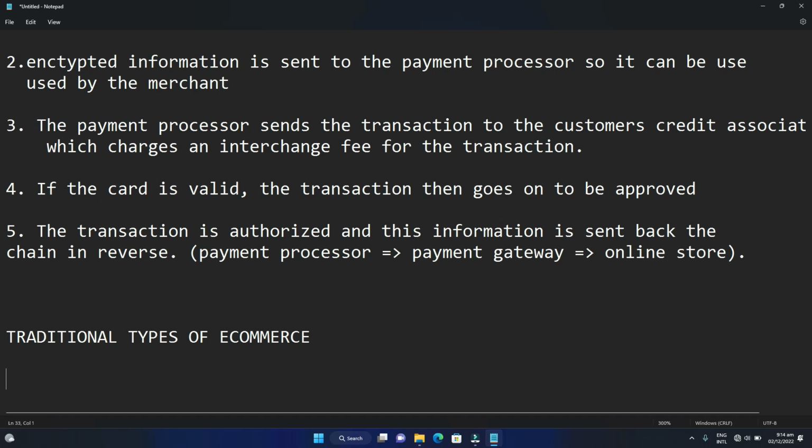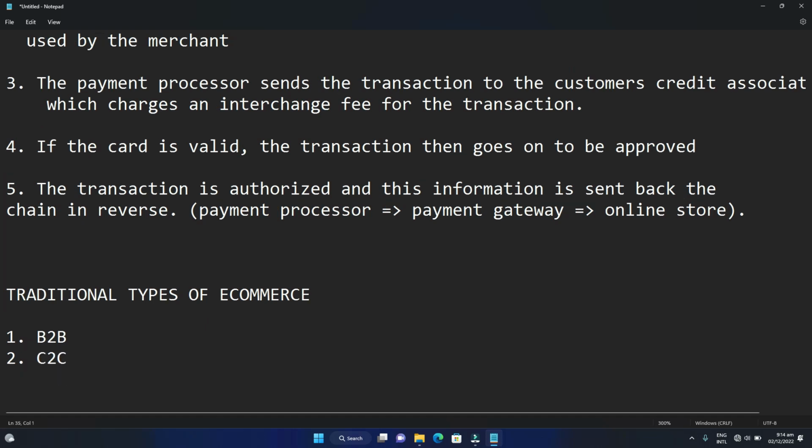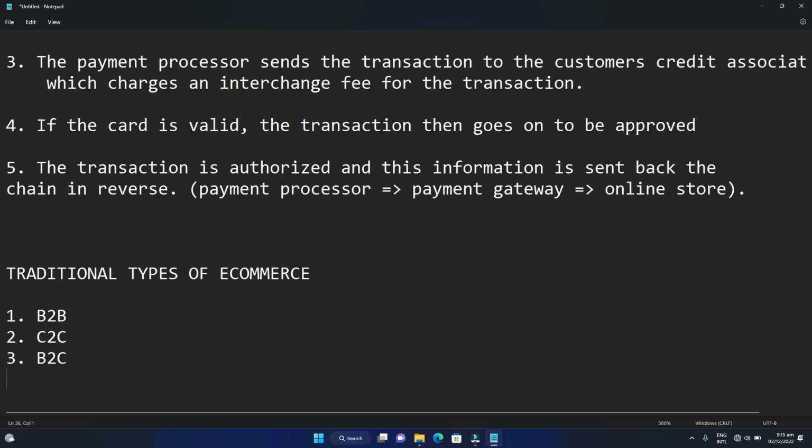Yeah. So the first one is business to business. You can mix it up. I'm going to use short forms. This one will stand for business to business, and customer to customer, and business to customer. Business to customer, and then let's do business to administration. Four is business to administration.